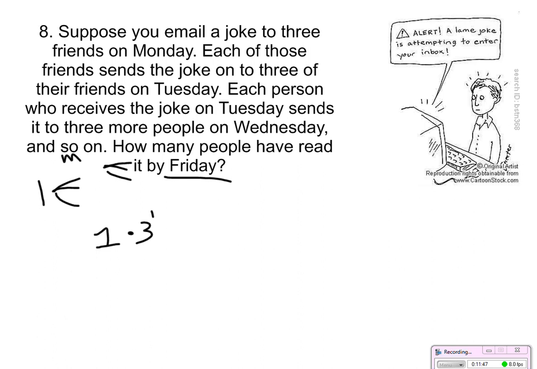So there, each person sends it to three more people. So three people you send it to another three people, who send it to another three people, who send it to another three people, who send it to another three people. So you're going to take 3 to the fifth plus you, because you're the one that started this whole thing. So 1 plus 243 is going to give you 244 people have read it.